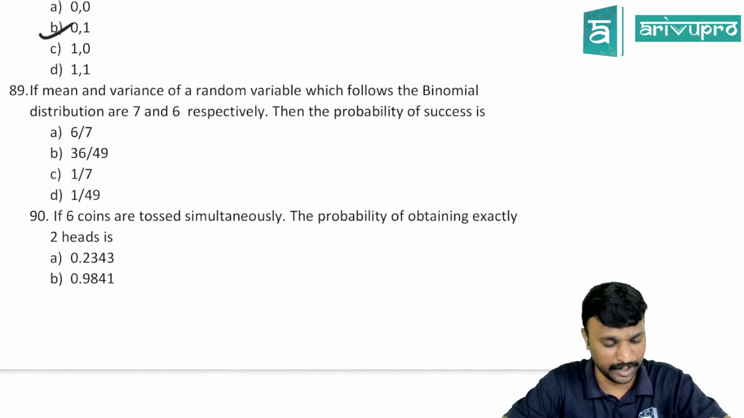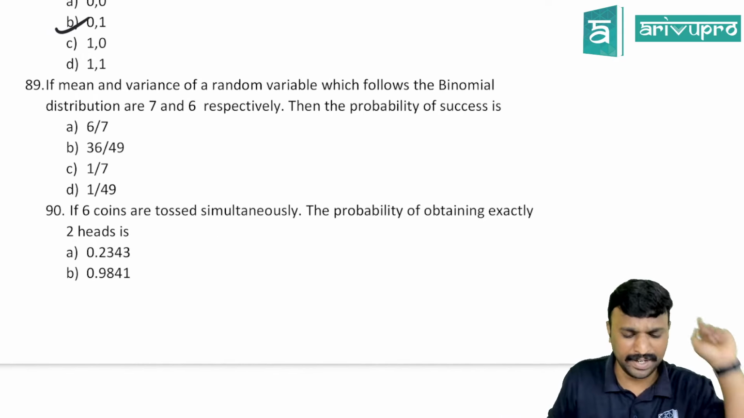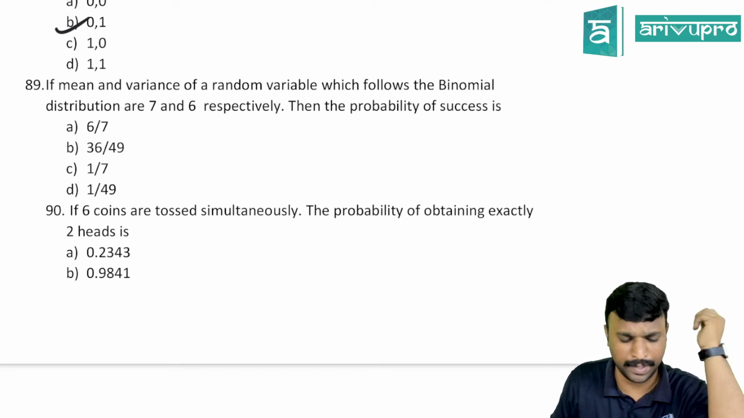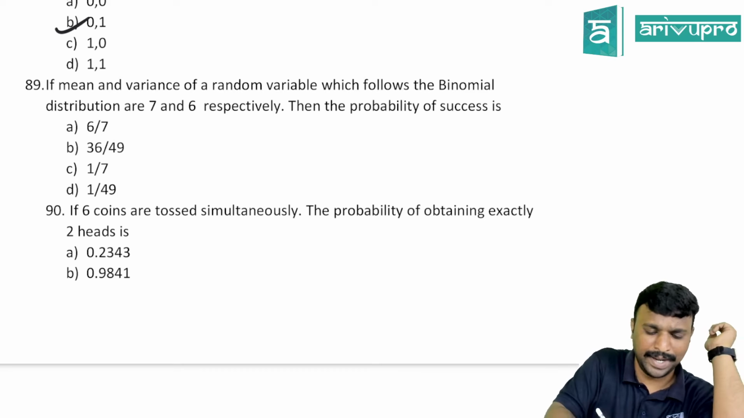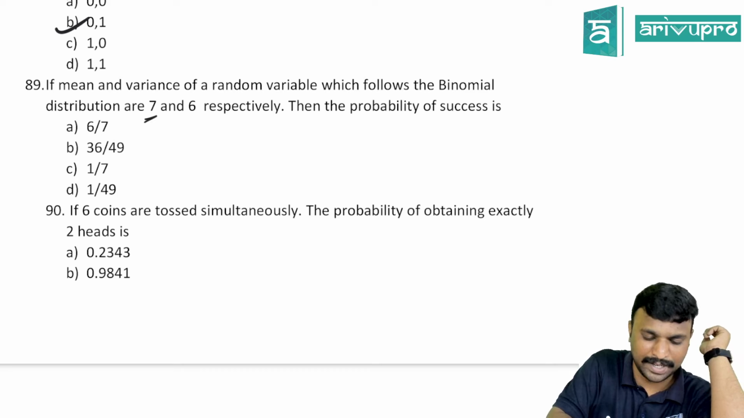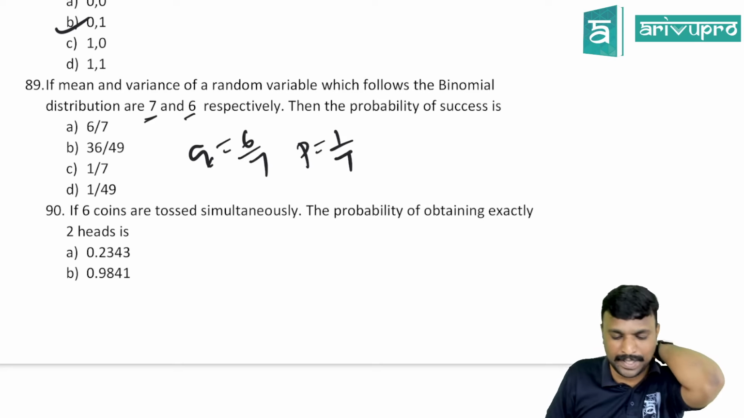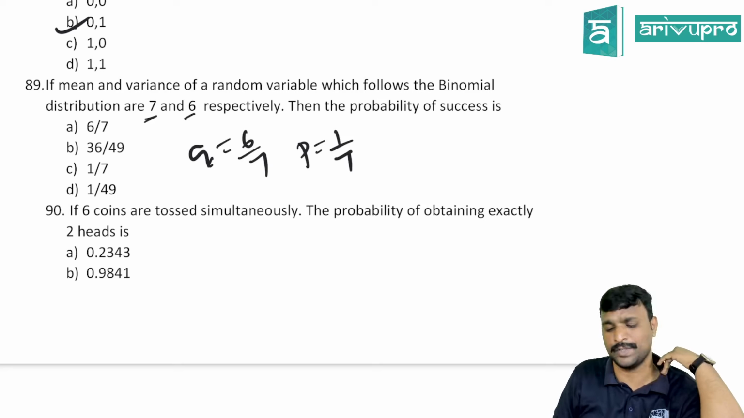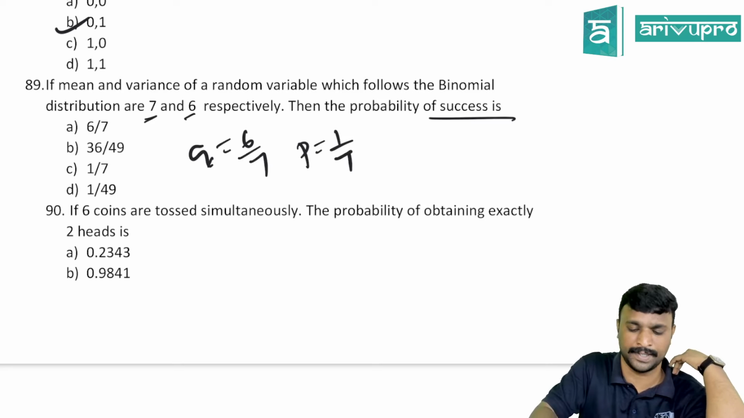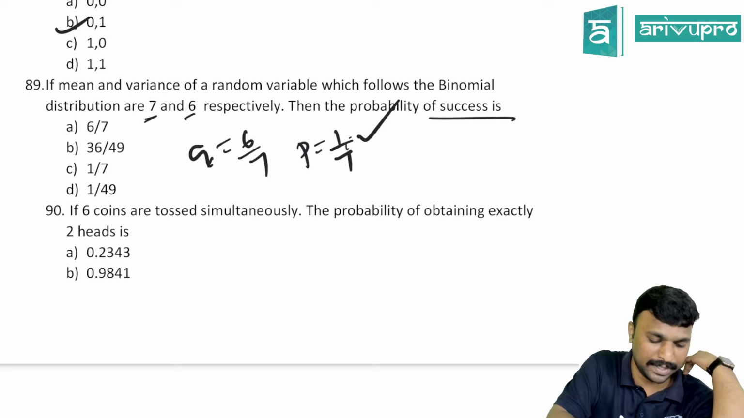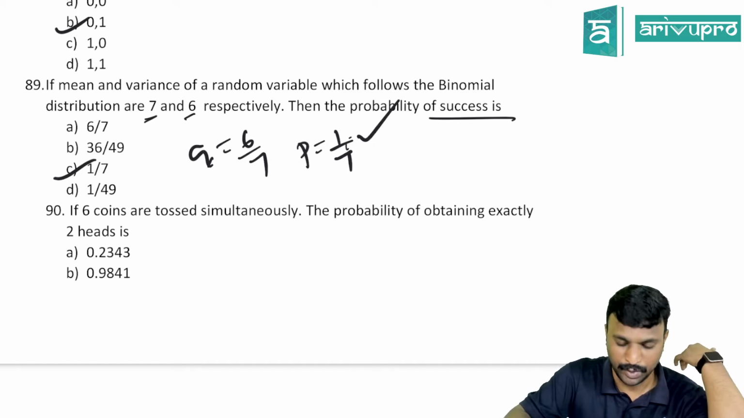Let's look into the next question, 89. The mean and the variance of a random variable which follows the binomial distribution. Guys, mean is 7 and the variance is 6. Therefore, Q will be what? Variance by mean, 6 by 7, and P is equal to 1 by 7. Yes or no? If Q is 6 by 7, P is 1 by 7. They're asking probability of success. That means P value. So 1 by 7 is the answer. Let's look into the next question.